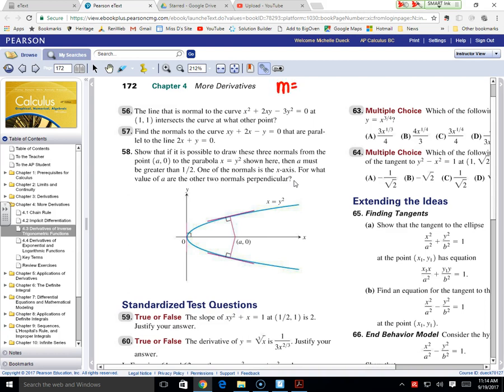Well, the normal line is... But then for the normal one, it changes. Oh, so it was 1 and then the opposite reciprocal for normal? Is that what you mean? Negative 1? Okay, now we're trying to figure out where it intersects the curve at what other point. Yes. And so then you plug it into the point slope formula, only using 1, 1, right?